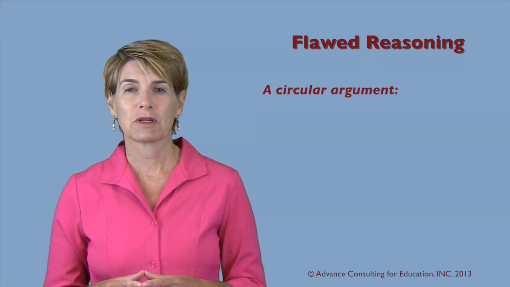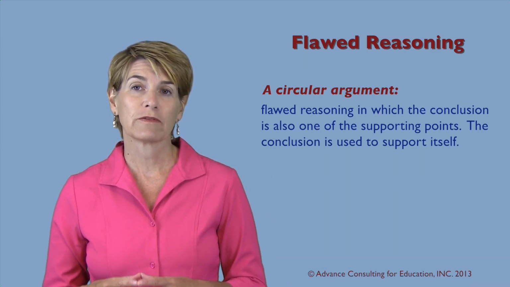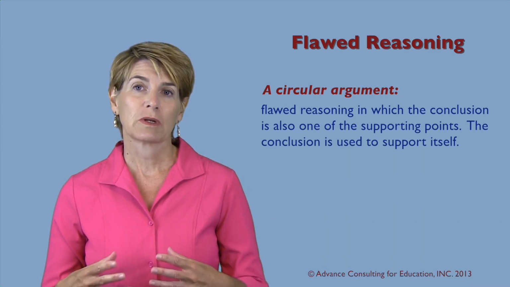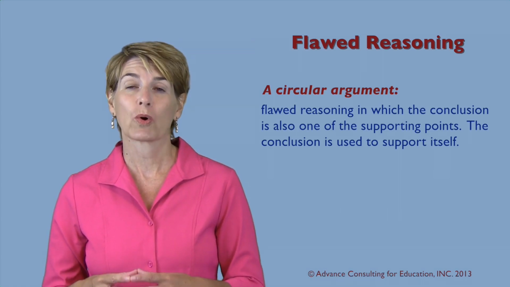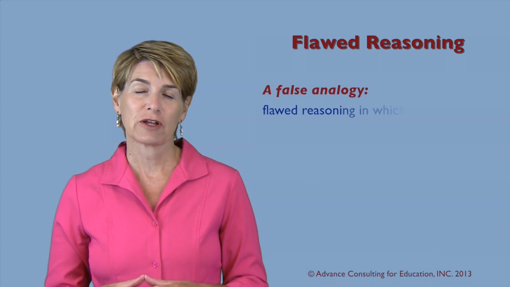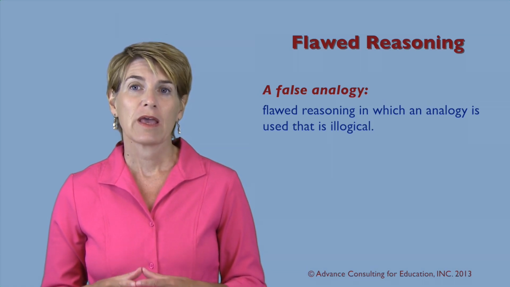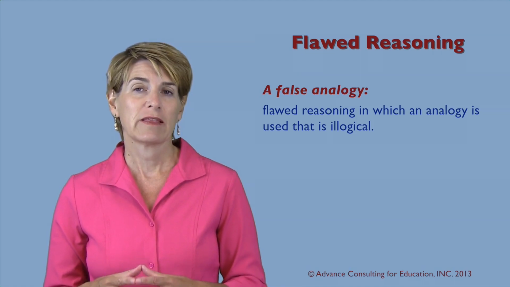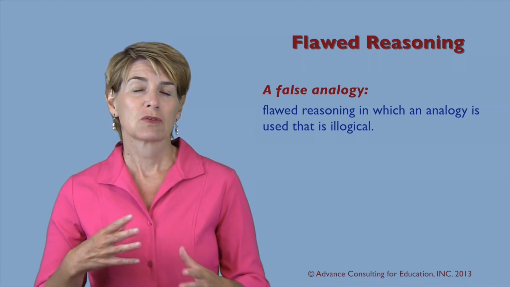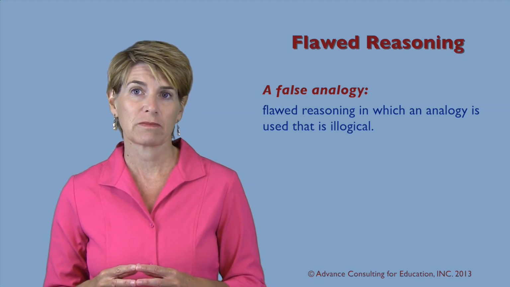A circular argument is flawed reasoning in which the conclusion is also one of the supporting points. So in other words, in a circular argument, a conclusion is used to support itself. A false analogy is flawed reasoning in which an analogy is used that is illogical. An analogy is when two objects are considered to be similar and they share similar properties. So they're used to support an argument because of the similarities of these properties.